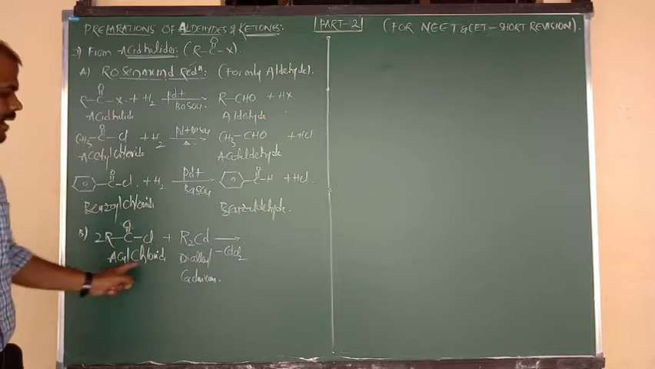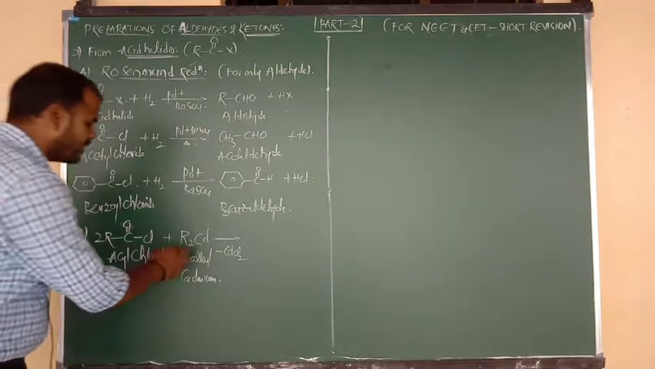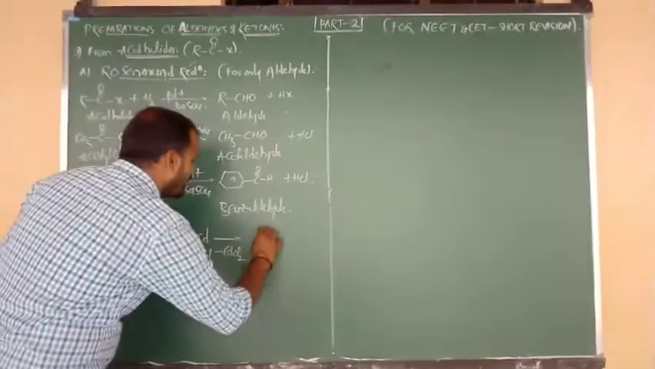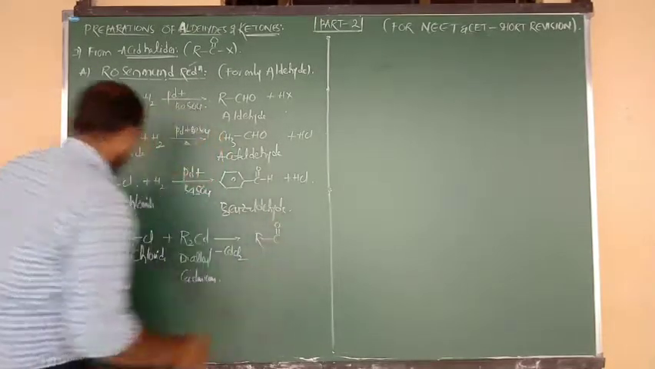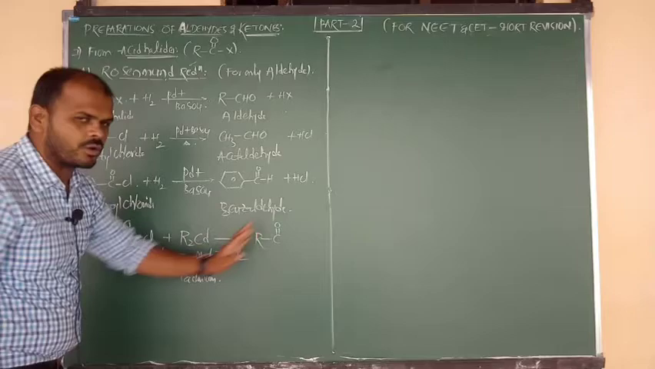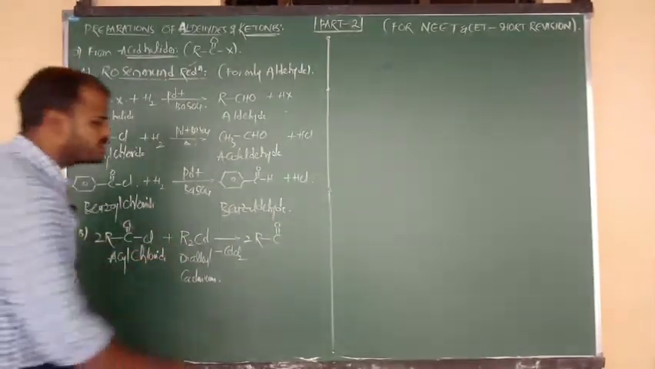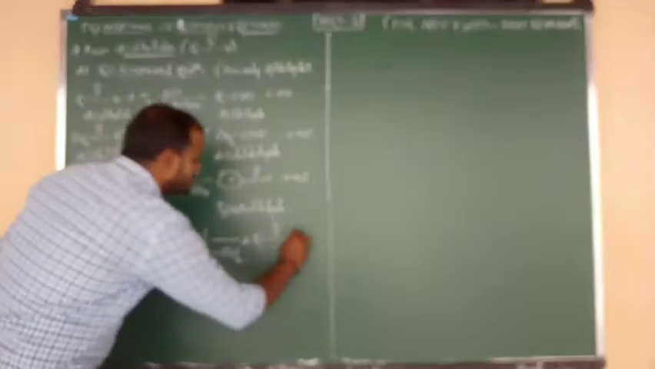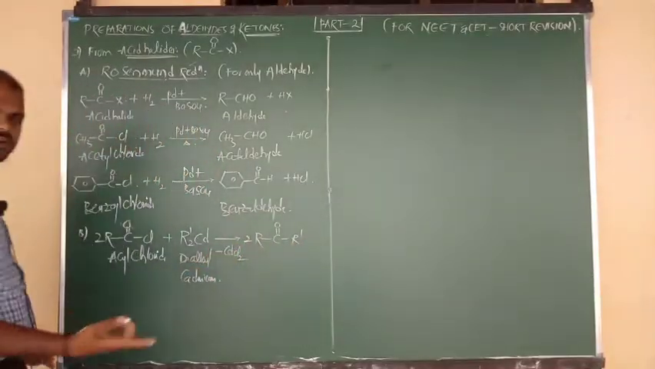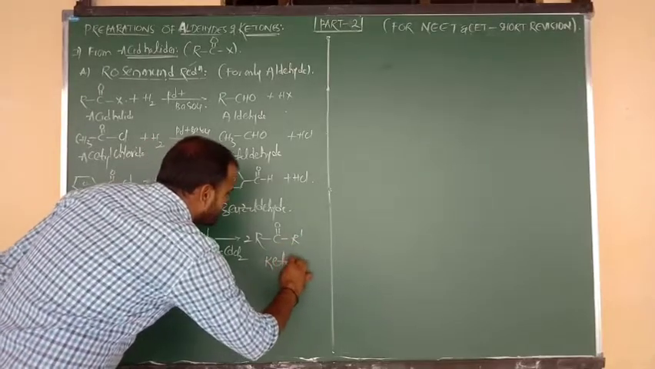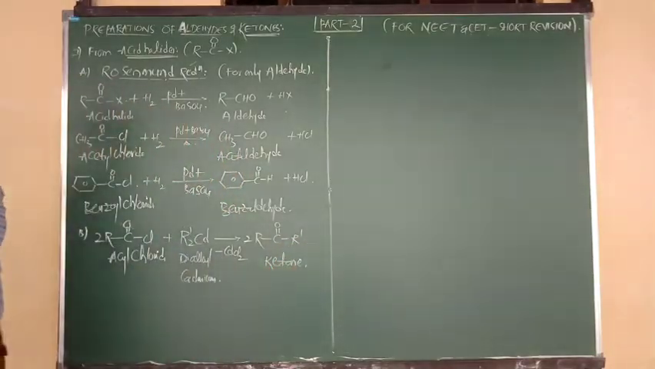So acyl chloride on heating with, or in reaction with, dialkyl cadmium forms the product, which is a ketone. R bonded to C double bond O group, and next the second R group. Two alkyl groups are there, so here R prime. How many groups are there? Two groups. So what is your product? Yes, this is simply a ketone.